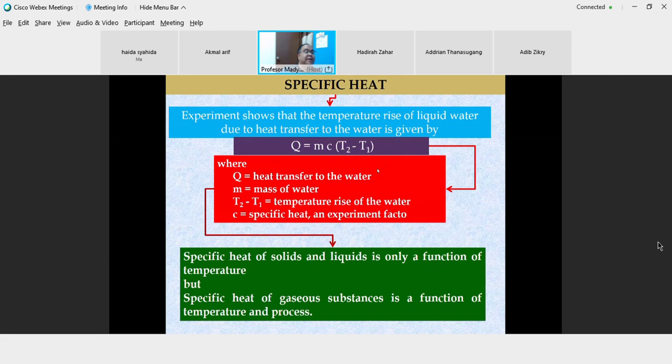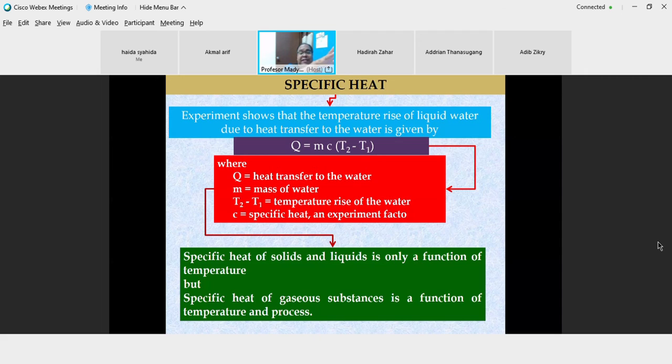Okay. So now, lepas ni ada perkataan specific heat. So the specific heat is what? How did the engineers come up with this kind of word? Experiments show the temperature rise of a fluid is due to the heat transfer to the mass. So one way to describe heat is we use the mass of water times the specific heat, which is the experimental factor. Normally we get it from the textbook ataupun saya bagi dalam question. Times the temperature difference, from state 1 to state 2.